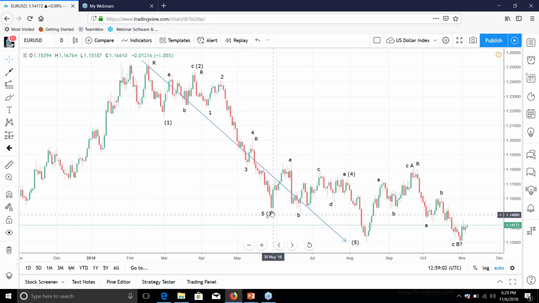Wave 3 unfolds into 5 waves. So 1, 2, 3, 4, and 5 waves unfolded, which is the termination point of wave 3. And then there was a triangle A, B, C, D, E, wave 4, followed by wave 5. The smaller letters are the lower degrees, and those written in brackets are higher degrees.